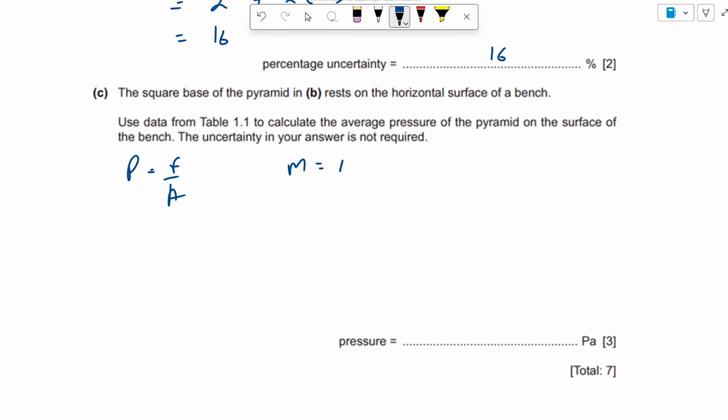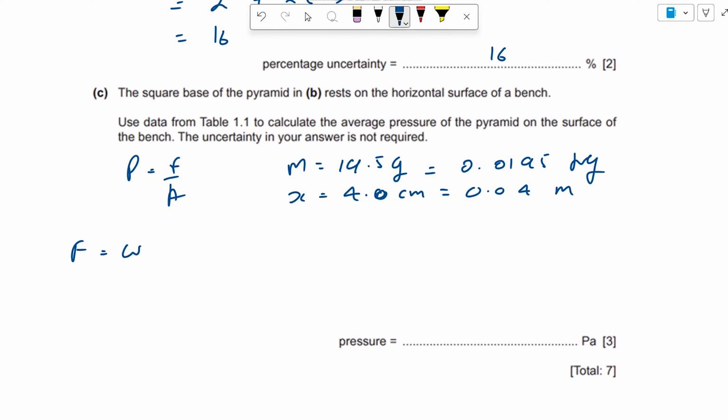Our mass is equal to 19.5 grams, which we need to convert to kg. So it's 0.0195 kg. And x is equal to 4 centimeters, which we need to convert to meters, which is 0.04 meters. Okay, force is equal to the weight of the pyramid because gravity is acting on it, so there is a downward force acting on it.